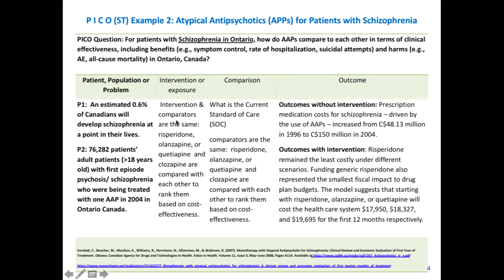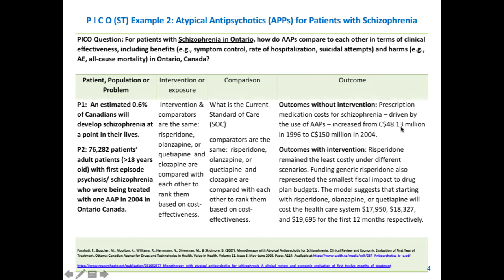The interventions are atypical antipsychotics, and the comparator are atypical antipsychotics. So atypical antipsychotics, there are four of them: risperidone, olanzapine, quetiapine, and clozapine. So we are comparing these four with each other to see which one are more cost effective compared to the others. The outcomes without interventions are prescription medication costs for schizophrenia are increasing basically over the past few decades.